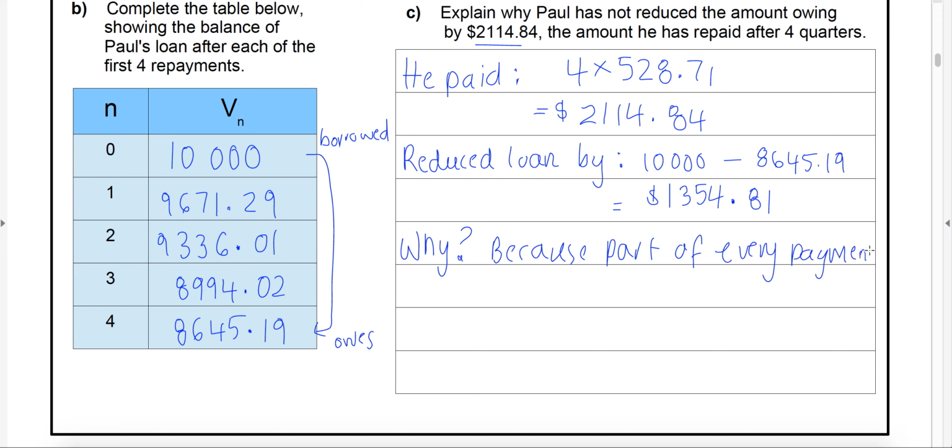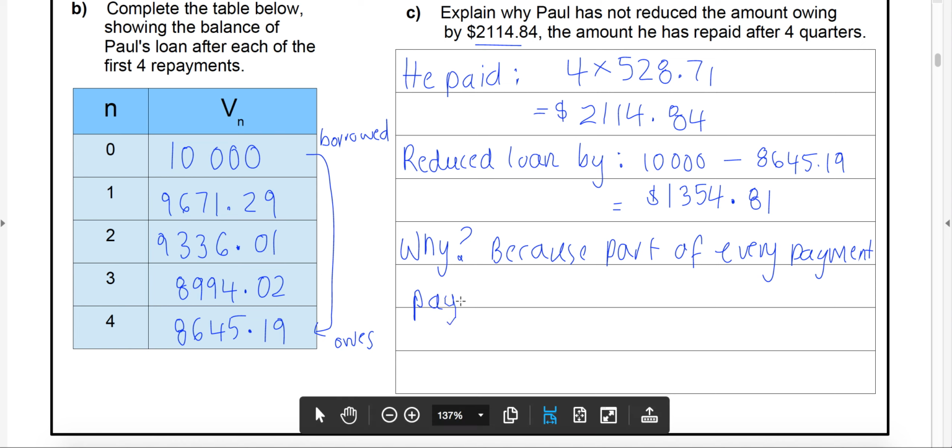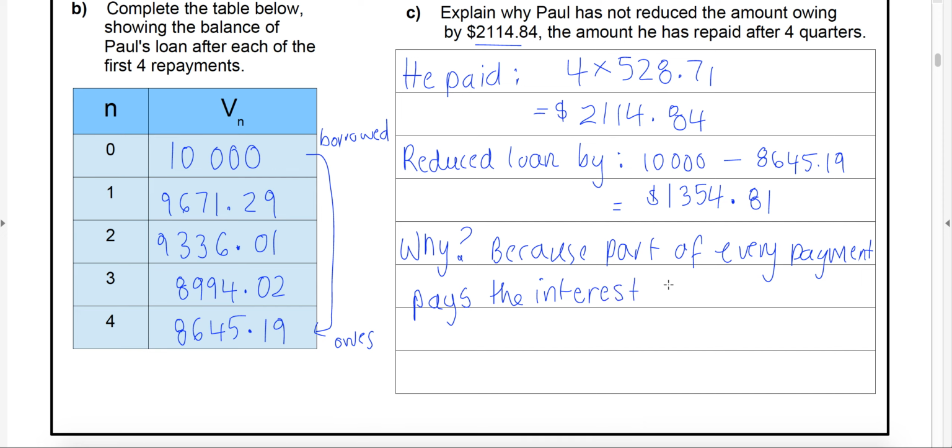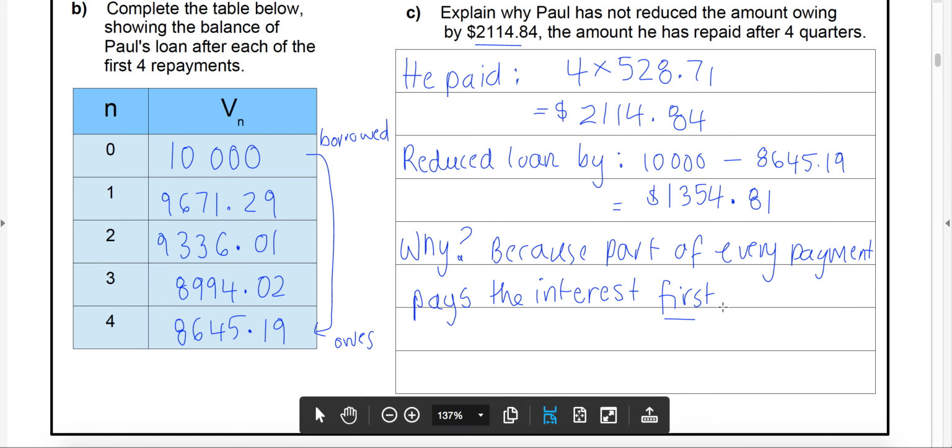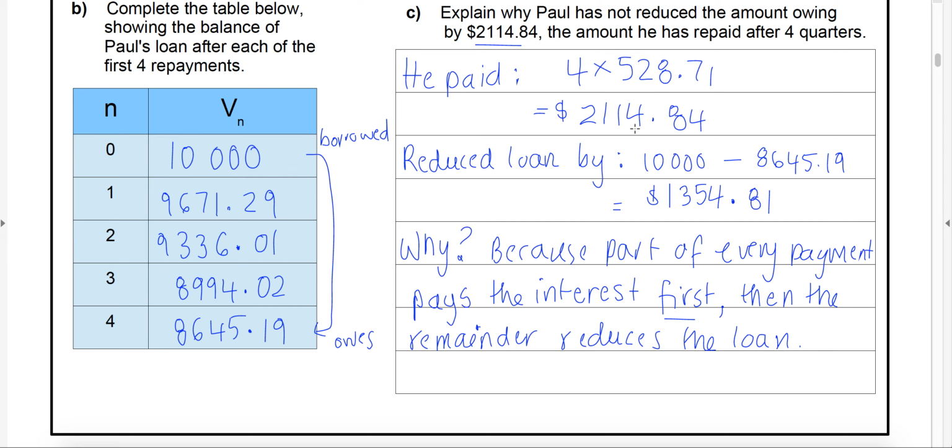Let me just write that out. Part of every payment pays the interest first. Then the remainder pays off the loan or reduces the loan. So that's one way that we can actually calculate interest as well, because we can look at the difference between how much he's paid back and how much he's reduced off the loan, and the difference between them must represent the amount that has gone towards interest.